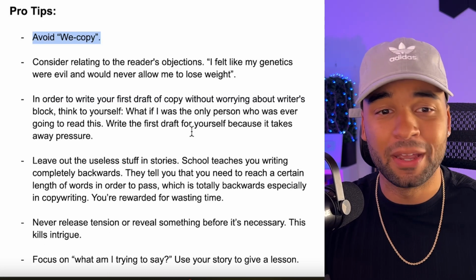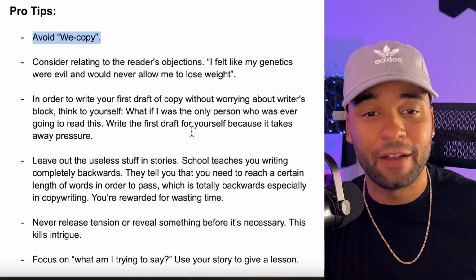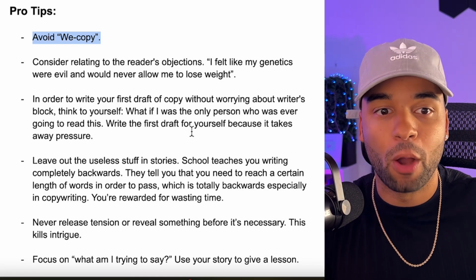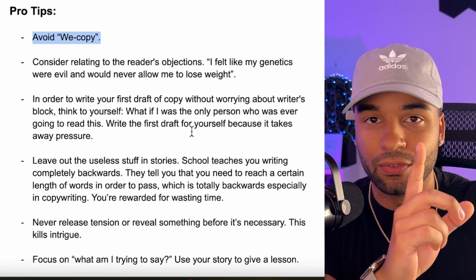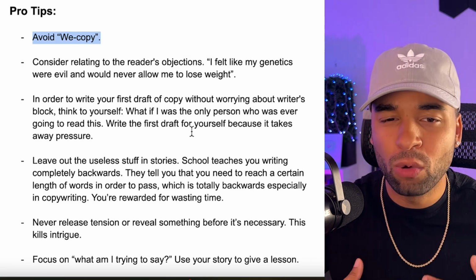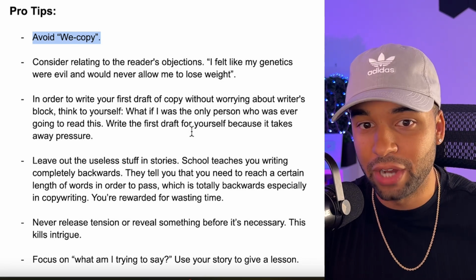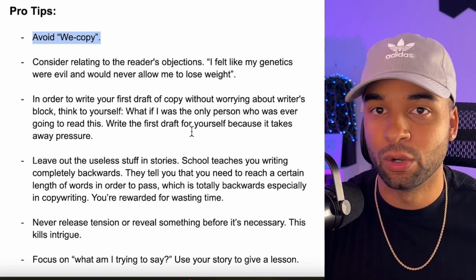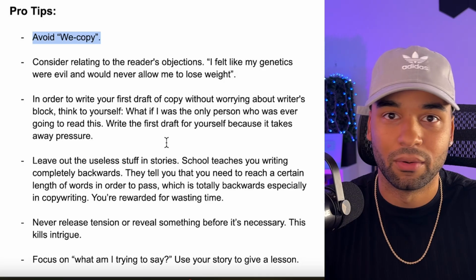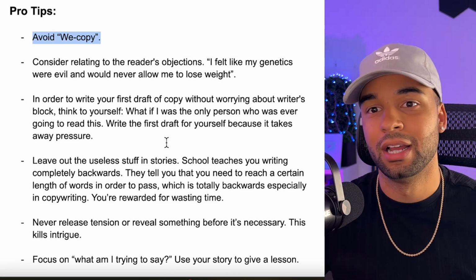Okay, next pro tip. In order to write your first draft of copy without worrying about writer's block, think to yourself this. What if I was the only person who was ever going to read this? Write the first draft for yourself because it takes away pressure. Guys, especially with stories, it's hard to just start. Sometimes I write a whole piece of copy and then I'm like, all of this is garbage, but I'm going to keep the beginning, right? As long as it helps you make progress, that's all that matters.